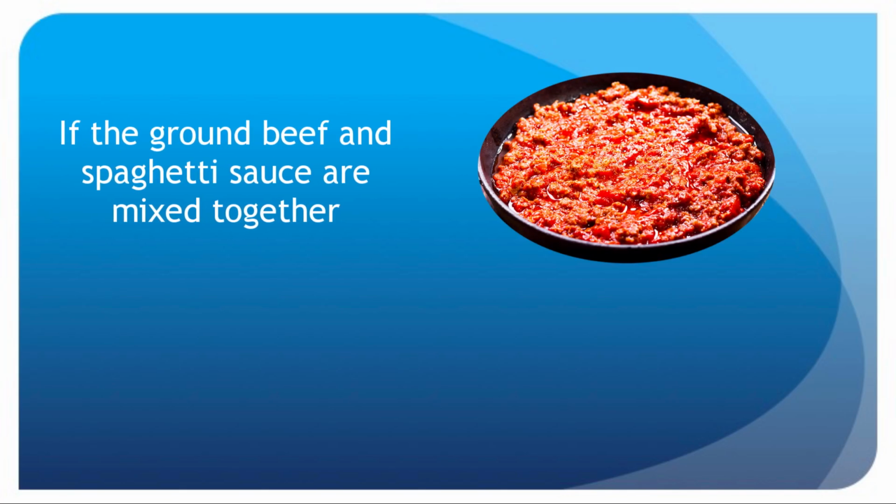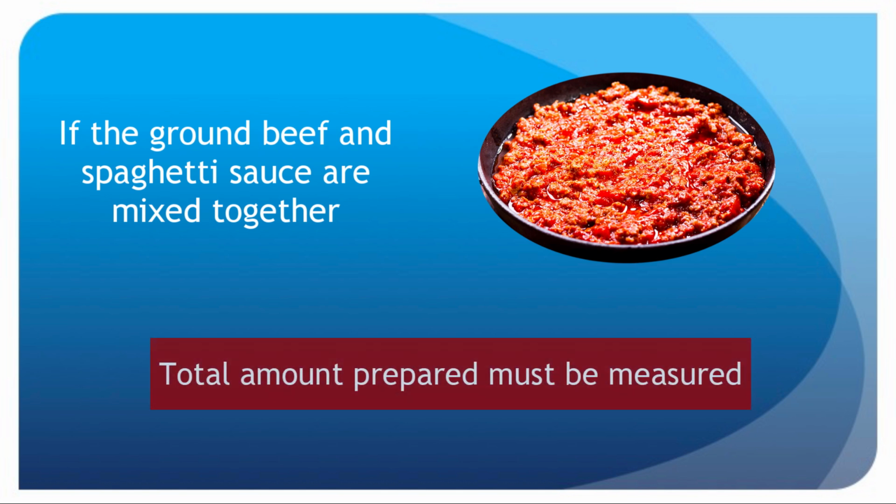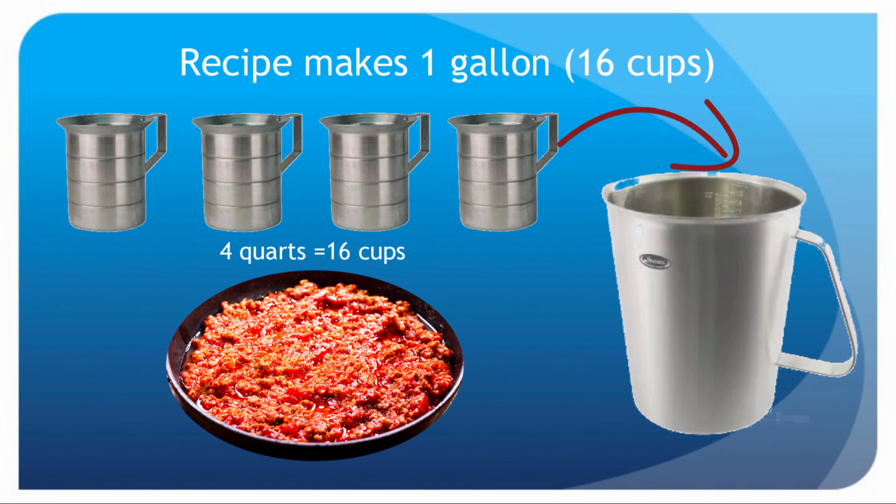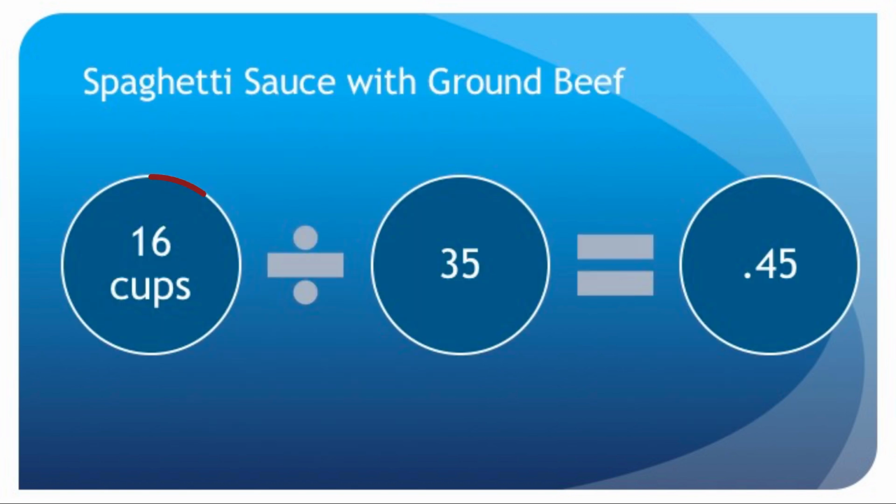If the ground beef and spaghetti sauce are mixed together, the total amount prepared must be measured. For example, this recipe hypothetically makes 1 gallon or 16 cups. Divide 16 cups by the planned number of servings in column 5. 16 cups divided by 35 is 0.45. Round up to 1/2 cup.